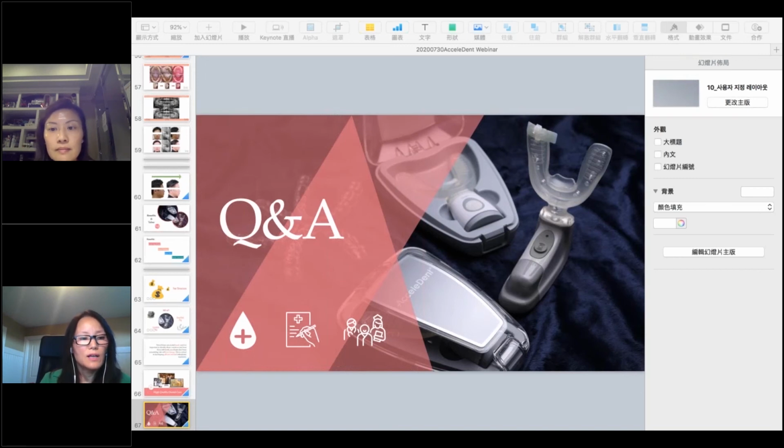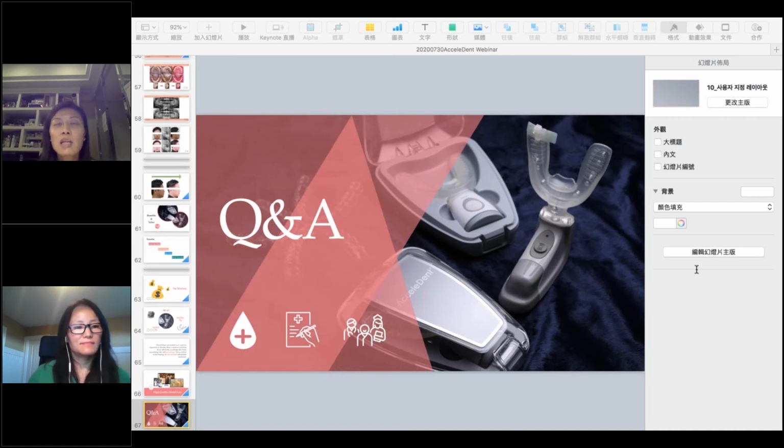Okay, thank you. Next question, Dr. Chiu, if there is undermining resorption so that the tooth cannot move forward, could this instrument overcome that? Thank you. I think you can see the question too. If there is undermining resorption so that the tooth cannot move forward, yes.